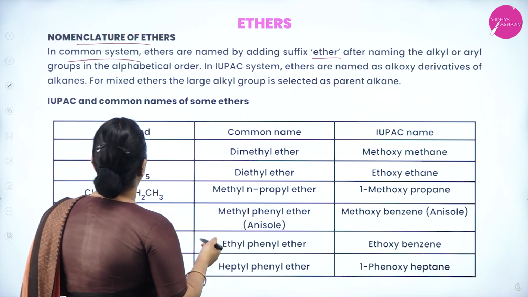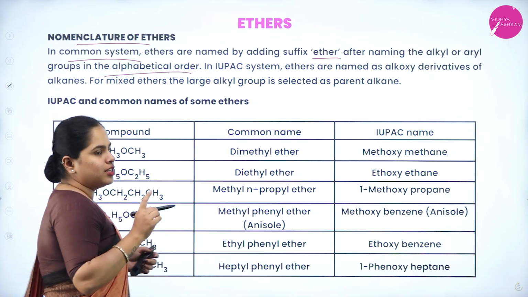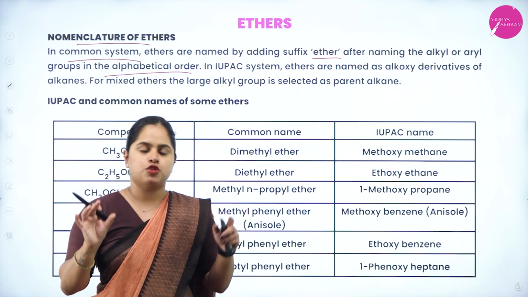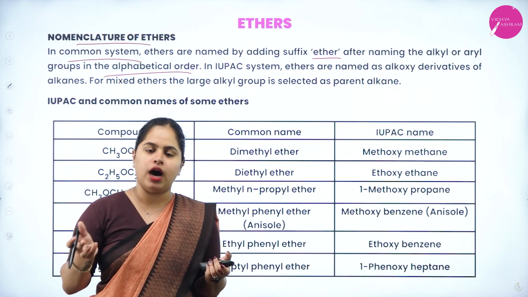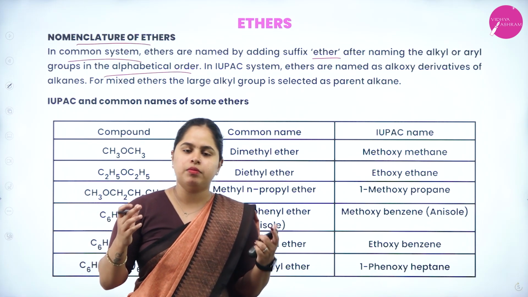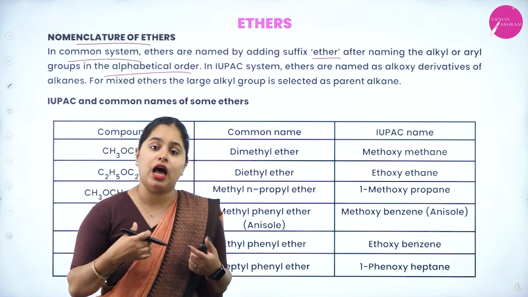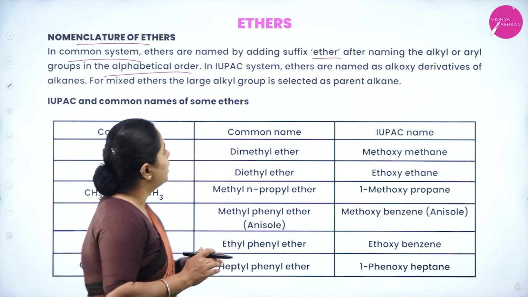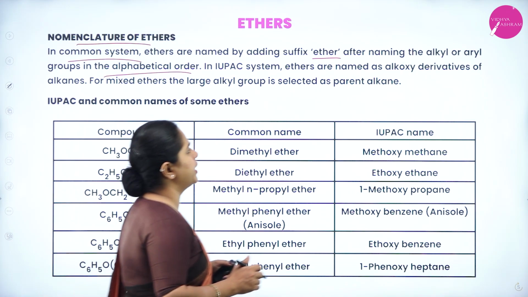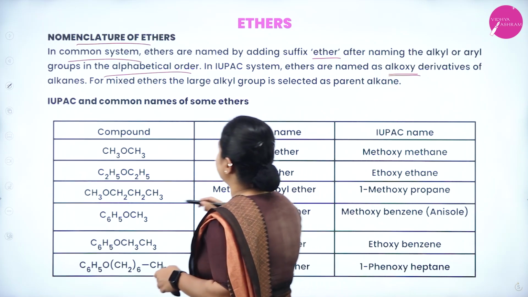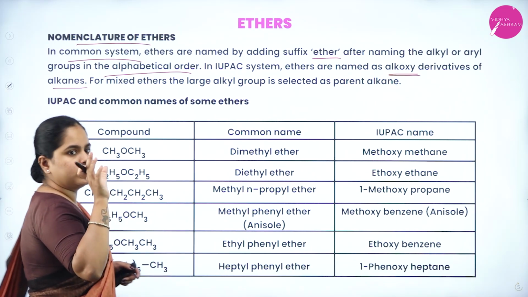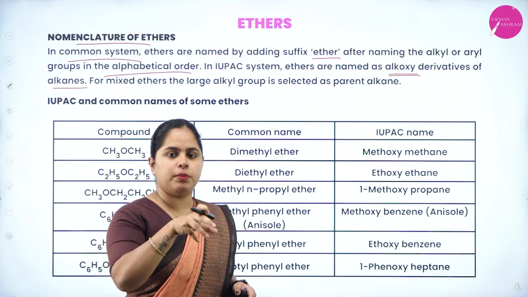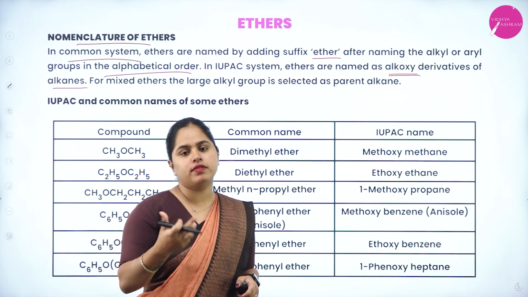After naming the alkyl or aryl groups in alphabetical order. As discussed, oxygen will be in the center and then you will have two alkyl or aryl groups, right? So first you have to name the alkyl or aryl groups according to the common system, in alphabetical order. Then end the name with the suffix ether. Clear? Now in the IUPAC system, ethers are named as alkoxy derivatives of alkanes. The principal chain will be your alkane itself, right? And it will be prefixed by alkoxy based on which alkyl group is there.